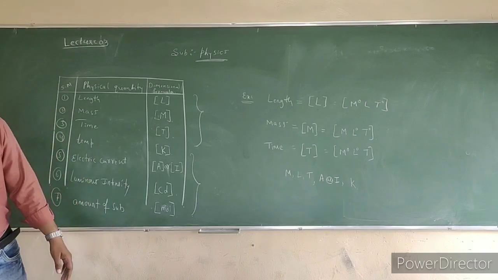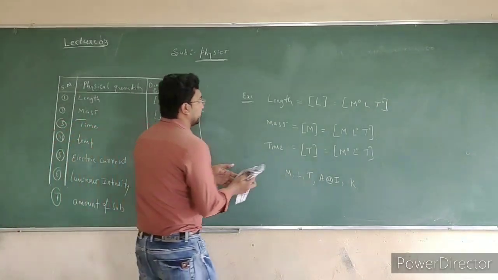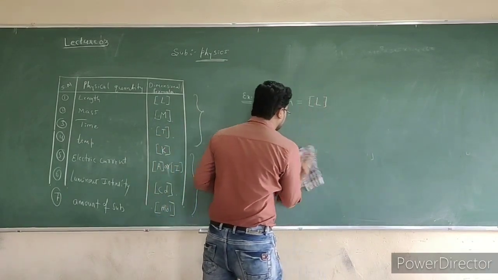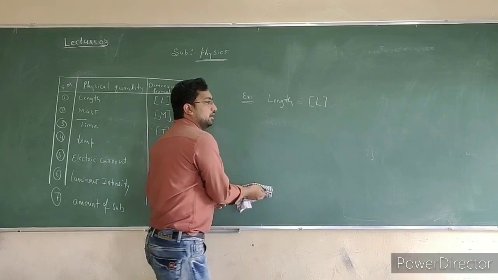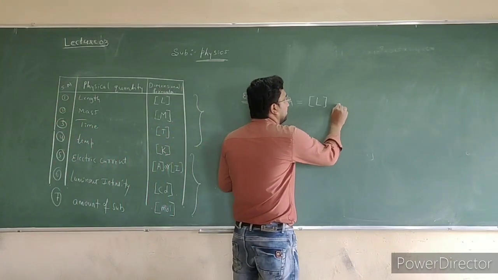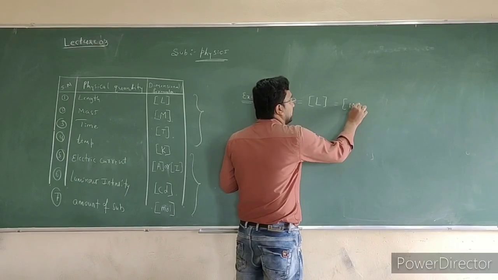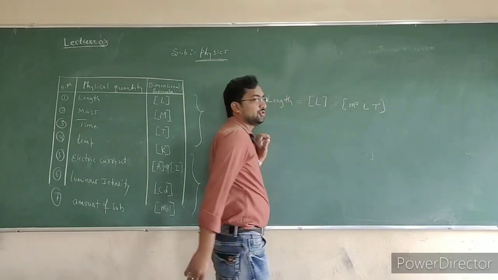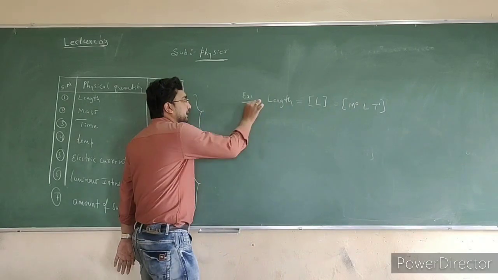The first one is length. So already we know that the dimension of length is L. It is also written as M to the power 0, L to the power 1, and T to the power 0. So this is the first example.